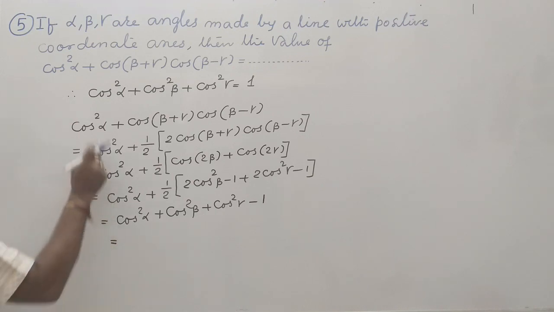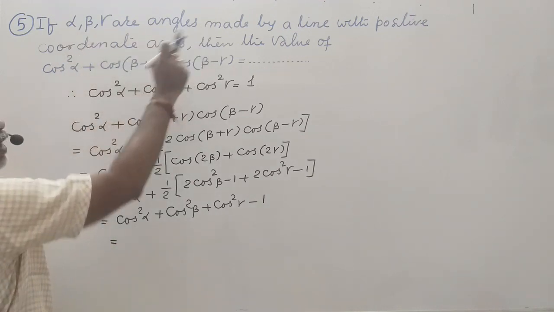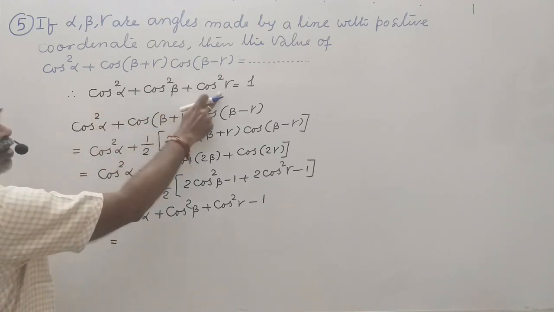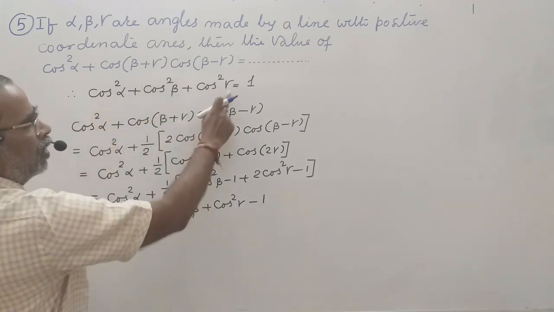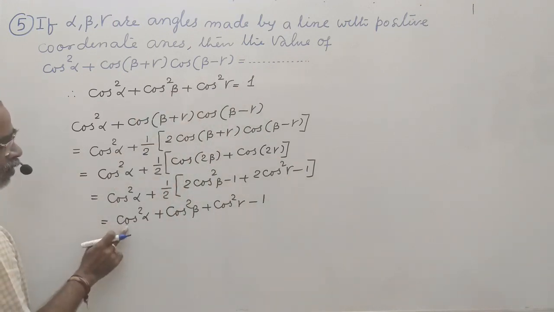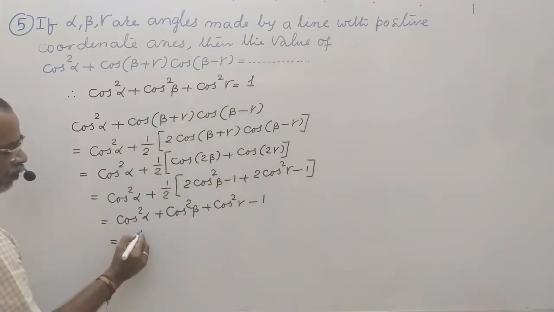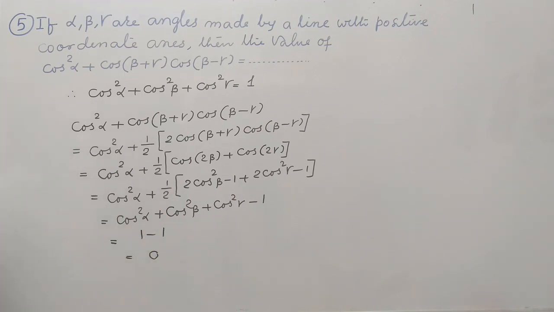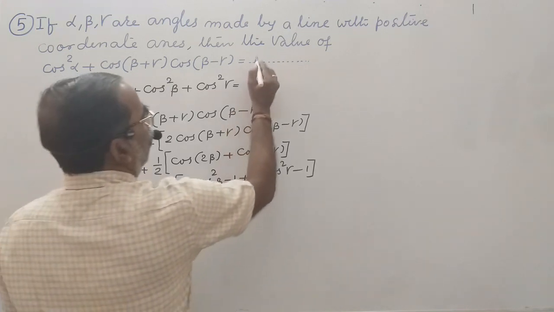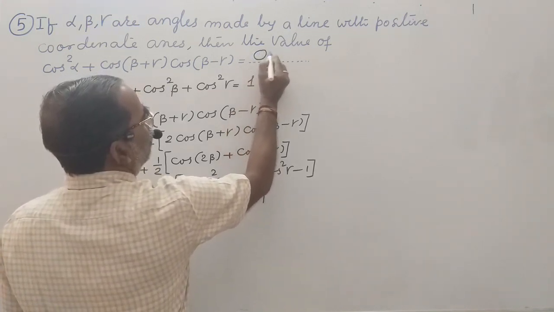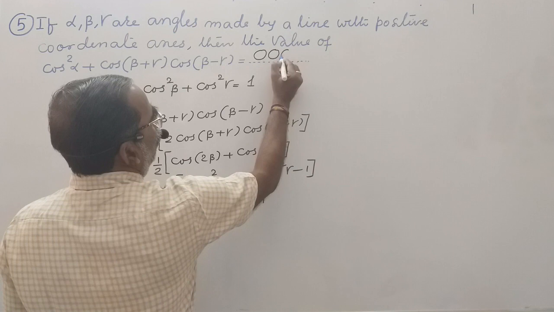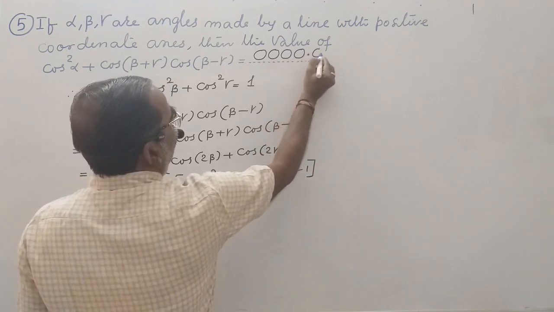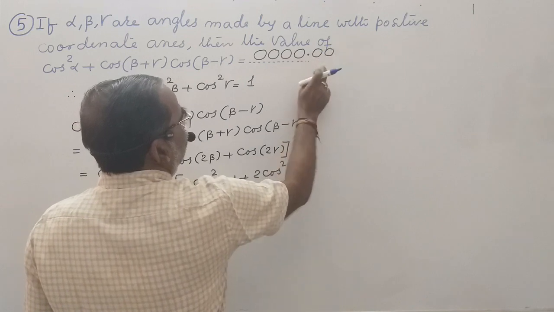So since alpha, beta, gamma are angles made by a line with the axes, we know cos square alpha plus cos square beta plus cos square gamma is 1. Therefore, this value is 1. So 1 minus 1, it is 0. Therefore, the value of this is 0. It is a numerical type question. The answer is 0. This is the answer.